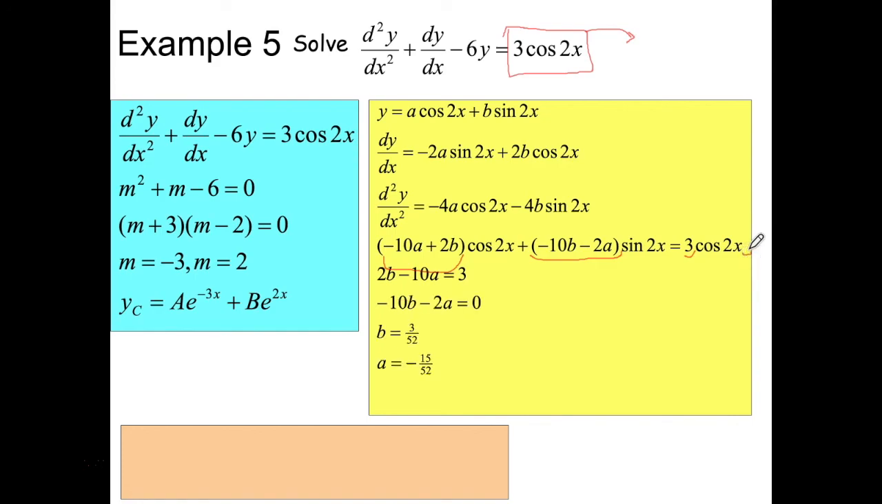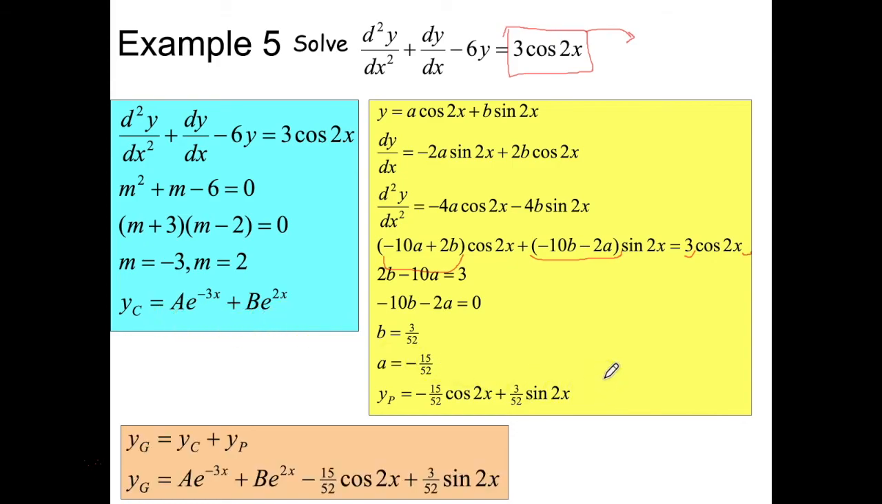And so we can get a and b. So our particular integral becomes that. And then our general solution will be the sum of the complementary function and the particular integral.